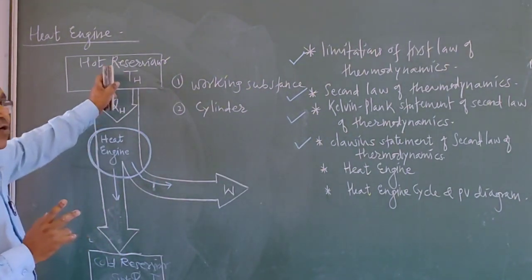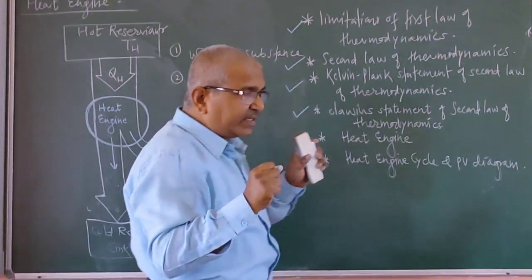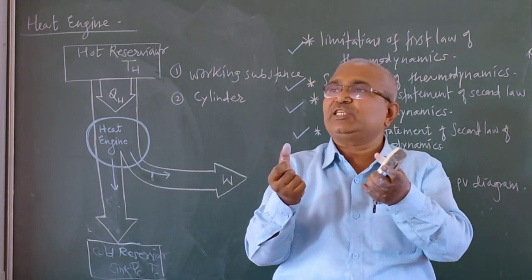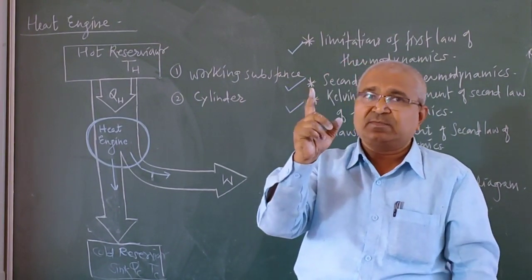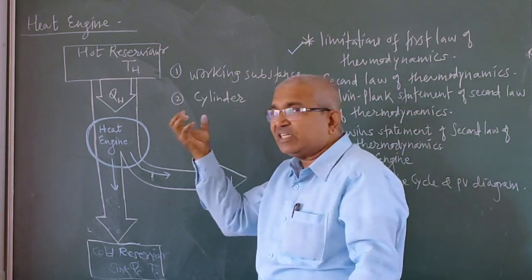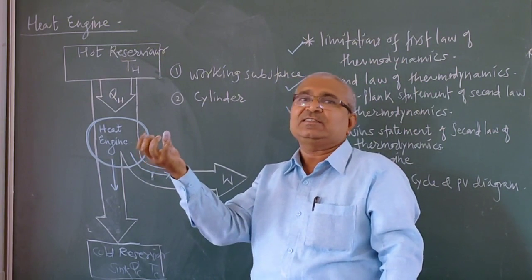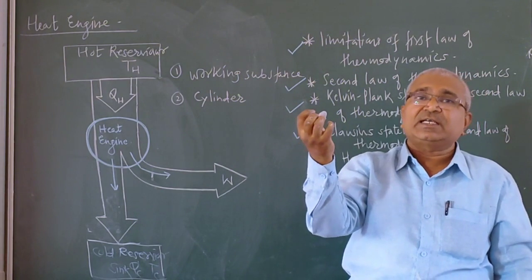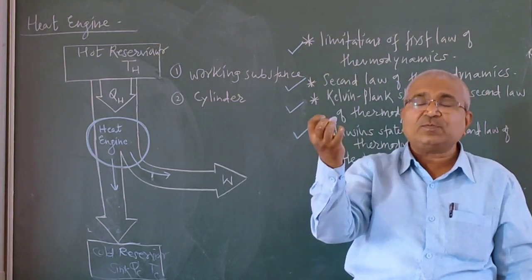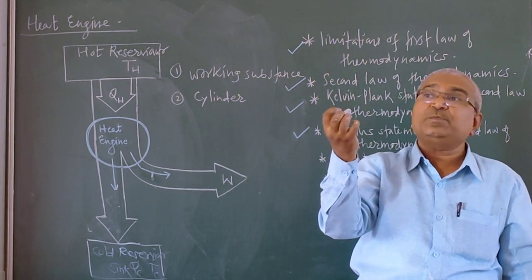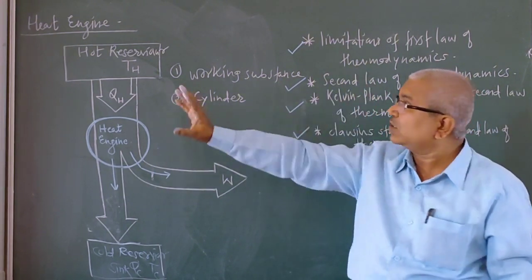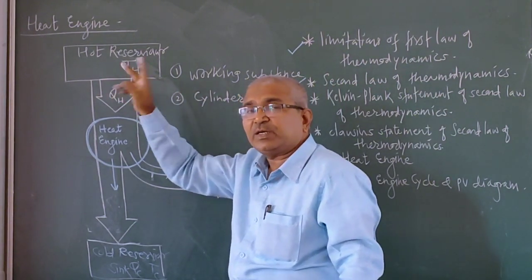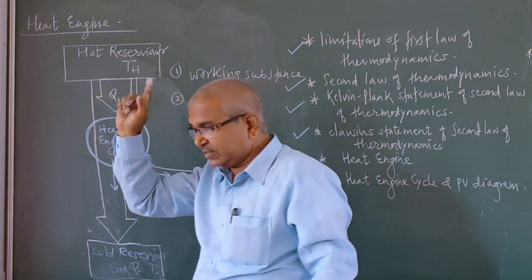Number one, hot reservoir. The hot reservoir is an original source of constant high temperature heat. I will repeat again: the hot reservoir is an original source of heat having very high temperature. Even though some part of the heat is given out from the hot reservoir, its temperature cannot decrease. So we can say that the temperature of the hot reservoir is not only hot, but constant.